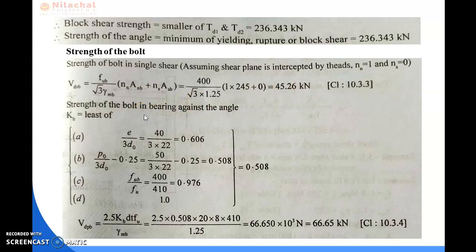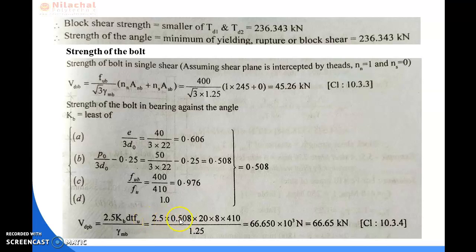So next is your design strength in bearing. So first of all, to calculate the design strength of bearing, we need to calculate the KB value, which is the minimum of all these four values. So by putting E by 3D0, we got the value 0.606. Next is 0.508. Third one is 0.976. And fourth one is your 1. So the minimum of these four values is 0.508.